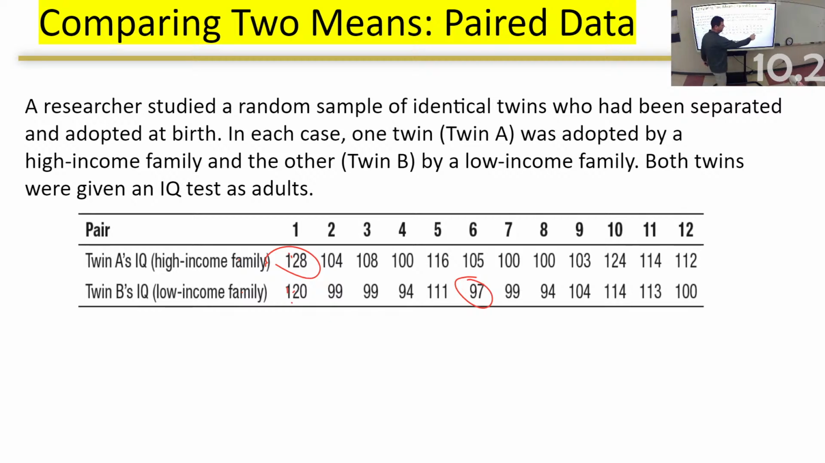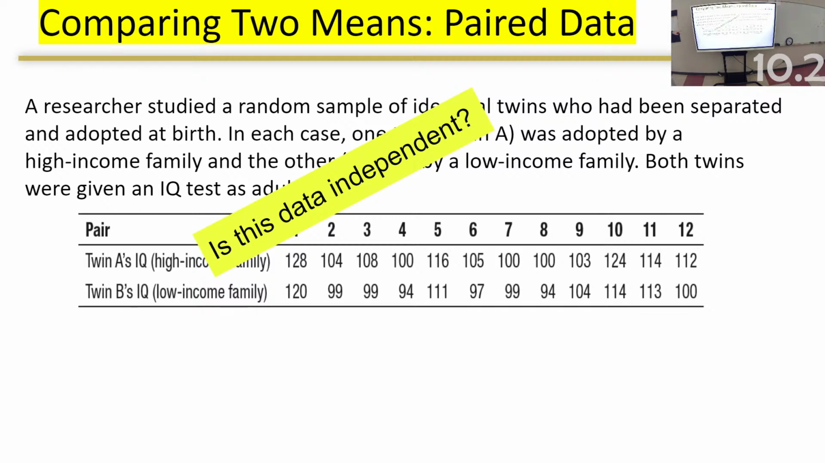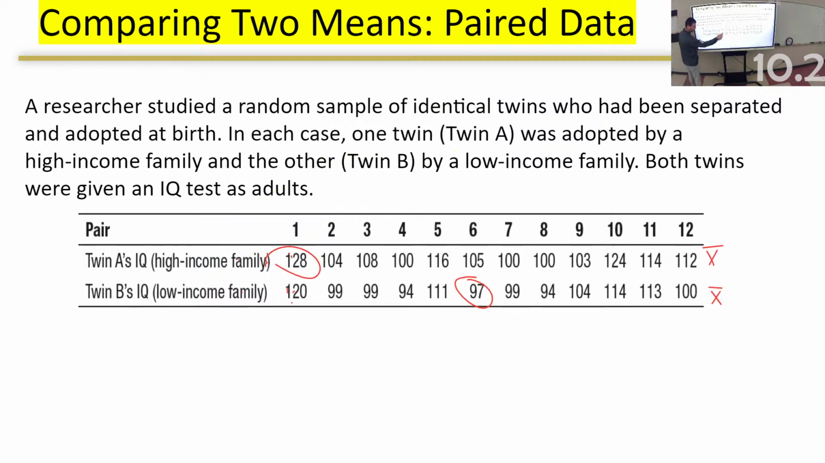I'm trying to compare if there's a difference between each one of these as opposed to whatever X bar is over here and whatever X bar is over here. I don't care about the average of all these and the average of all these. I care about the difference between each one of those. Kind of follow what I'm saying, right? This data is not independent because this twin and this twin are paired up. These are independent, but these are not.